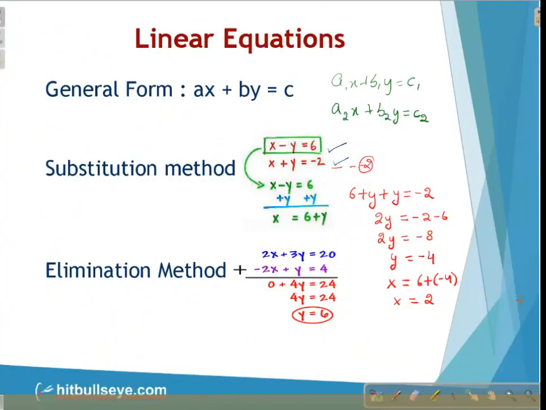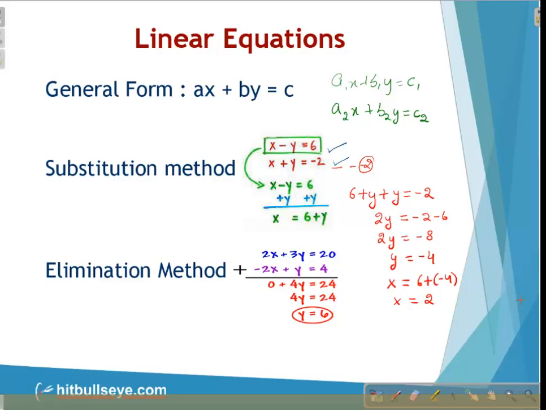Now let us have the second method to solve the linear equation. The name of the second method is the elimination method. As the name indicates, elimination, I am going to eliminate one of the variables and put the equation only in one variable. To explain this concept, I have taken the values as 2x plus 3y is equals to 20 and the second equation as minus 2x plus y is equals to 4.